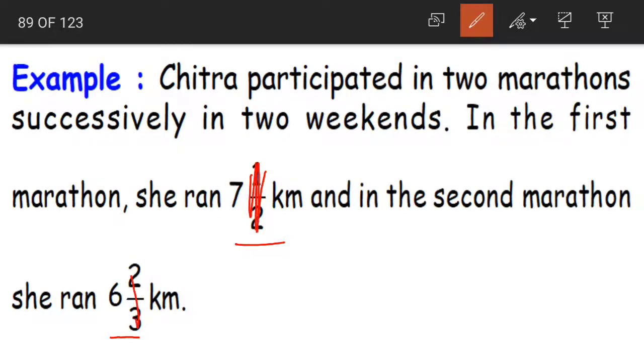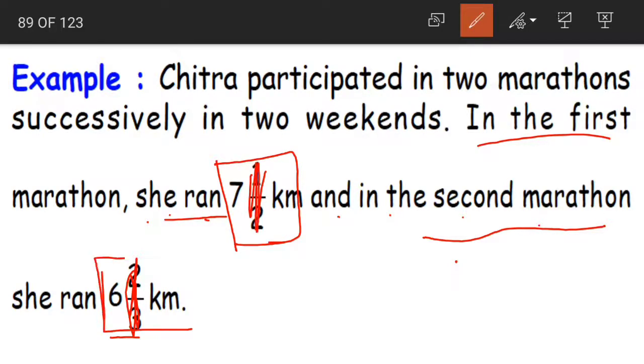Now see children, if you are not able to understand this question because of the fractions, you can consider it as whole numbers. Suppose she ran 7 kilometers in the first marathon and 6 kilometers in the second marathon. Then what will be the total distance covered? To find out the total distance, we will add these two. Yes, we will add both the kilometers that she has run in the first and second marathon.